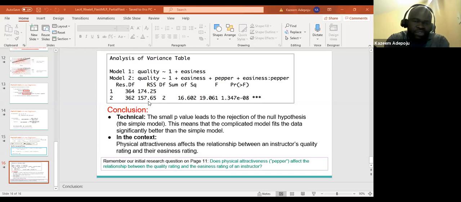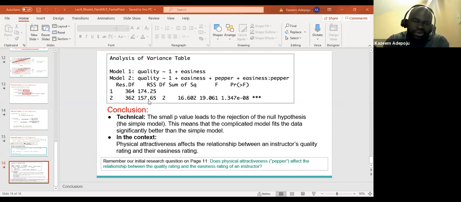Okay, so it only matters that the RSS is smaller for model 2 than model 1. Oh, okay. Yeah, let's go back. You're going to see what I'm talking about now. If you look at the 2 models right here, the RSS for model 2 is less than model 1.